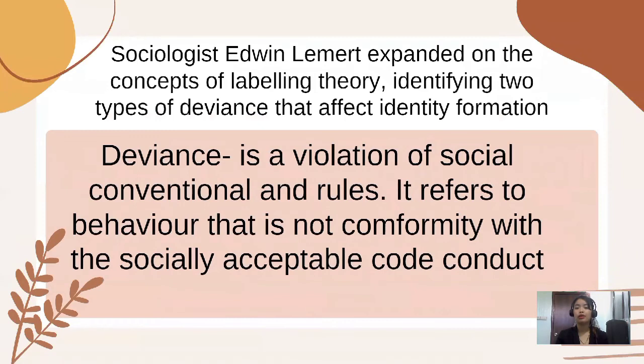Sociologist Edwin Lemert expanded on the concepts of labeling theory, identifying two types of deviance that affect identity formation. Deviance is a violation of social conventions and rules. It refers to behavior that is not in conformity with a socially acceptable code of conduct. Deviance is going against the standard of social behavior. For example, a person is selling his vote to the candidates.